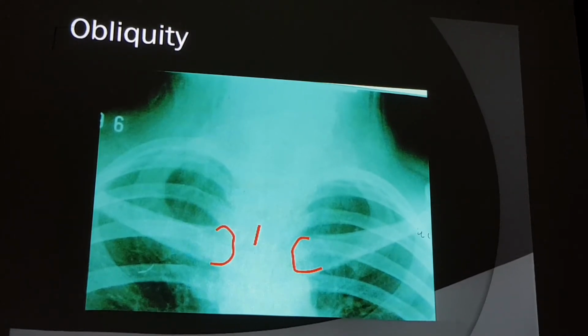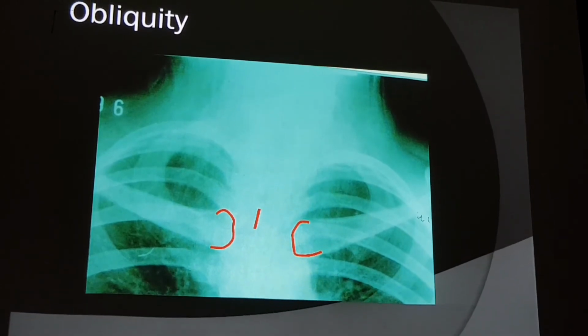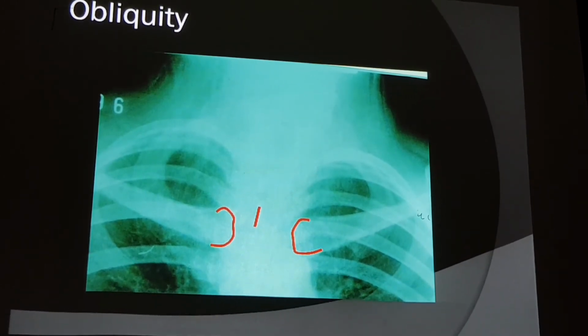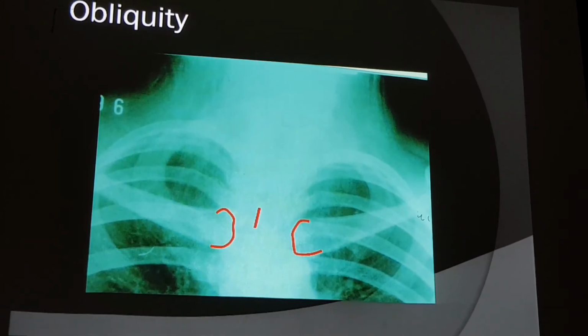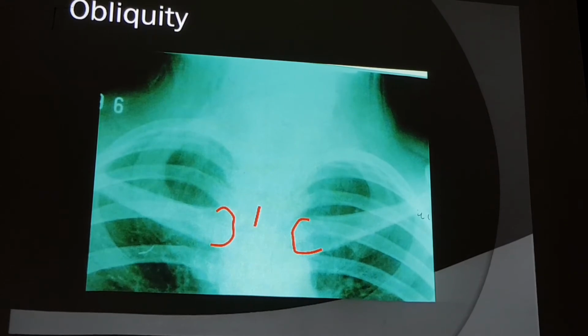So again, position. We have a chest X-ray taken in the PA view with good inspiratory effort, good exposure, with no obliquity. Or we have a chest X-ray taken in the AP view with poor inspiratory effort, with obliquity, and with poor exposure.